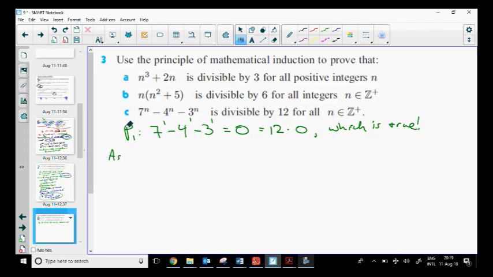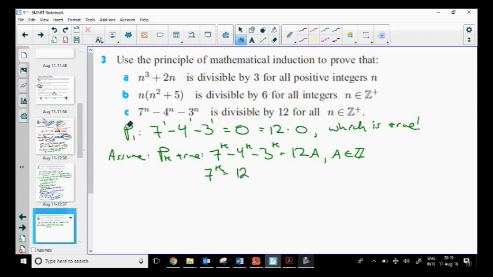Okay, we're going to assume, this should also be a free point, by the way, that p sub k is true. So 7 to the k minus 4 to the k minus 3 to the k is equal to 12a, where a is an integer. All right, here, definitely not obvious which one of these we should keep on the left-hand side. It works for 7 to the power of k. I will leave it as a bonus exercise for you to see if you can get this to work out by leaving 4 to the k or 3 to the k alone and progressing from there.